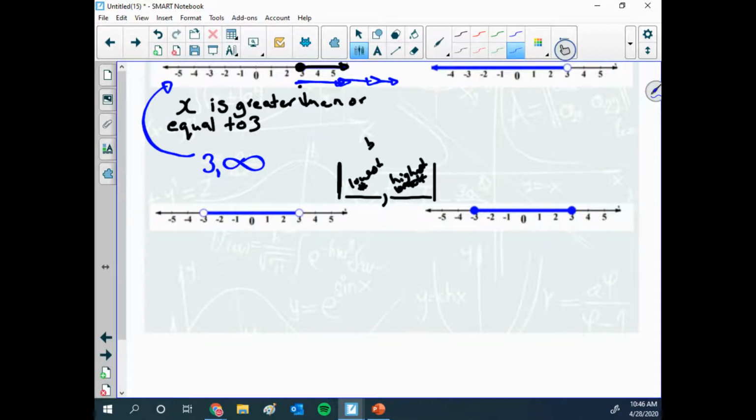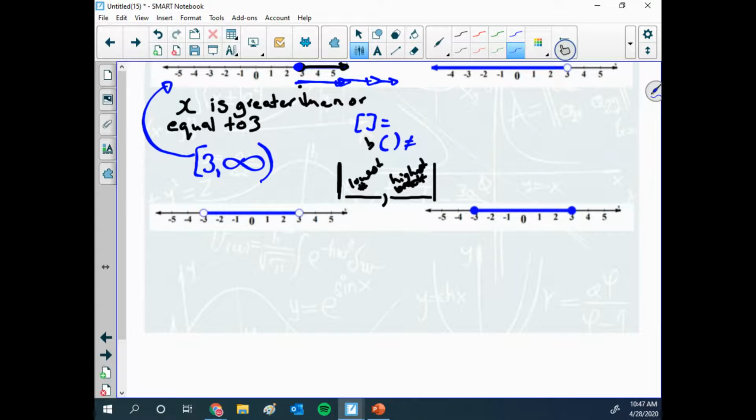The last thing we need to do there is add brackets. Now, we use a square bracket if you can equal a number, and a curved bracket if you cannot equal a number. So can I equal 3? I can equal 3 because this is a closed dot right here, so I'd have a square bracket, 3, comma, infinity. You can never equal infinity, so I put my curved bracket there. Okay?